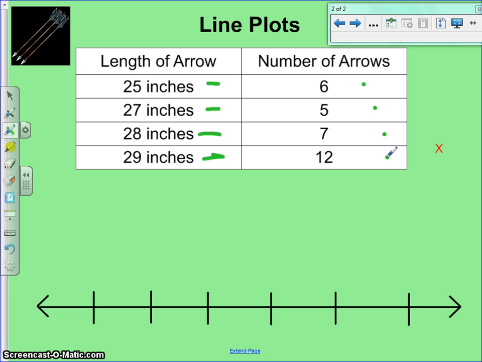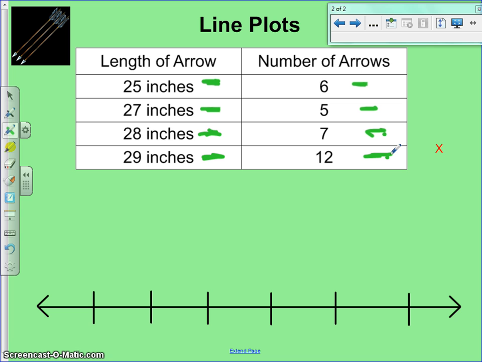So for instance, 25-inch arrows, I have 6 of them. 27-inch arrows, I have 5 of them. 28-inch arrows, I have 7 of them. And then 29-inch arrows, I have 12 of them. And I can do exactly what I did on the previous page, which is make a line plot to help graph this and help organize this information.